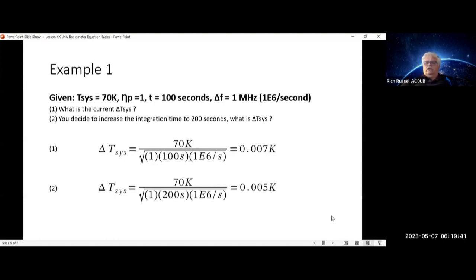If you decide to increase the integration time to 200 seconds, what does that do? You put those numbers back in, and your new delta T_sys is 0.005 Kelvin. Since this decreased the delta T_sys, your radio telescope is more sensitive to lower signals.